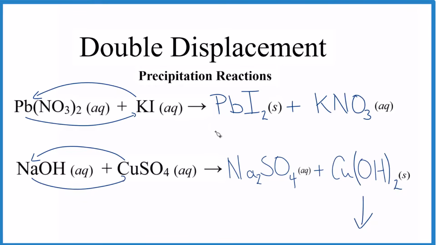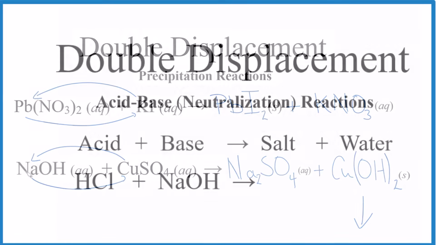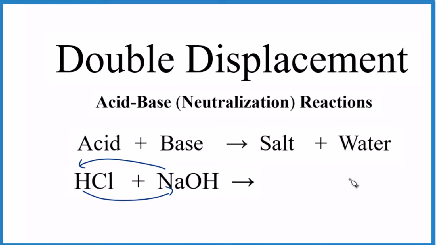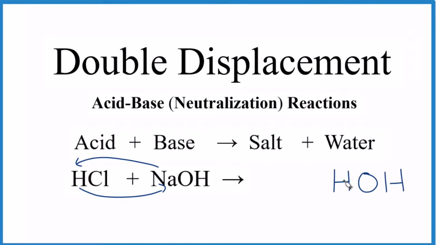Let's take a look at another type of double displacement, neutralization reactions. In these acid-base or neutralization reactions, the acid plus the base gives you a salt plus water. And here's why. So the hydrogen and the sodium, they switch places. So we have HOH, and that's just H2O. And we know that's a liquid. Then the Na and the Cl, they go together, NaCl.